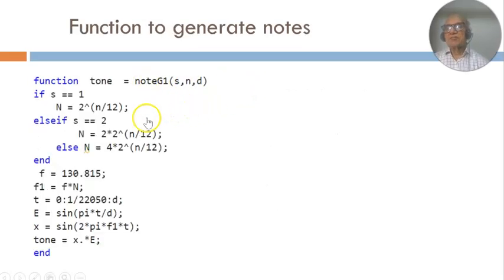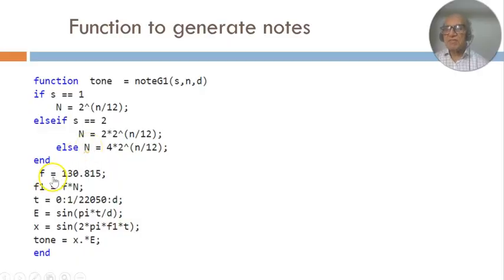So this is the actual program, and it's easy to understand now. Function tone is equal to note G1, S and D. This is the definition of the function. If S is equal to 1, n is 2 raised to n by 12. Else if S is equal to 2, you multiply this by 2. Else you multiply this by 4. So this will give you Mandra Saptak, Madhya Saptak n, Mandra Saptak here, Madhya Saptak here, and Tar Saptak here.